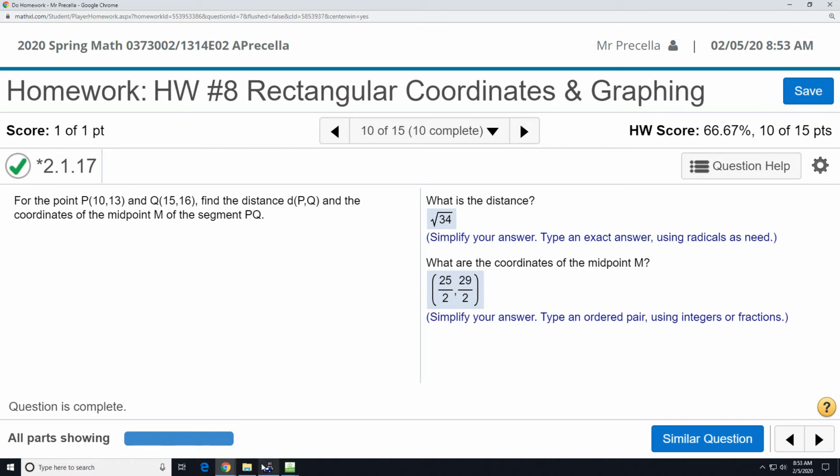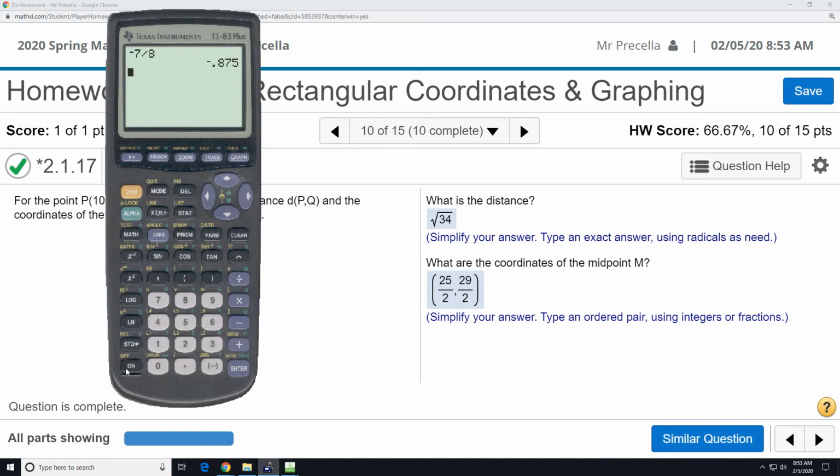34 divided by... Start going: 34 divided by 4, decimal number. 34 divided by 9, decimal number. 34 divided by 16. Remember, you're dividing by perfect squares. Okay?